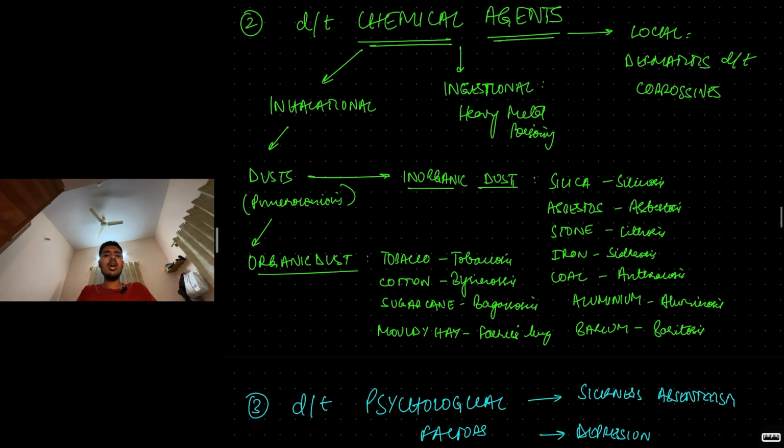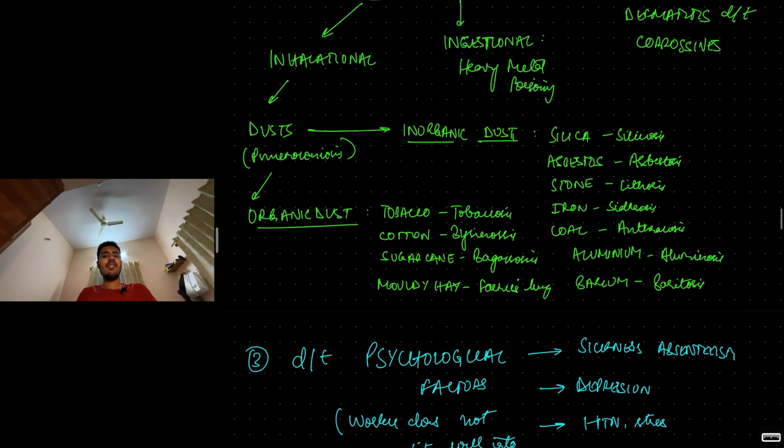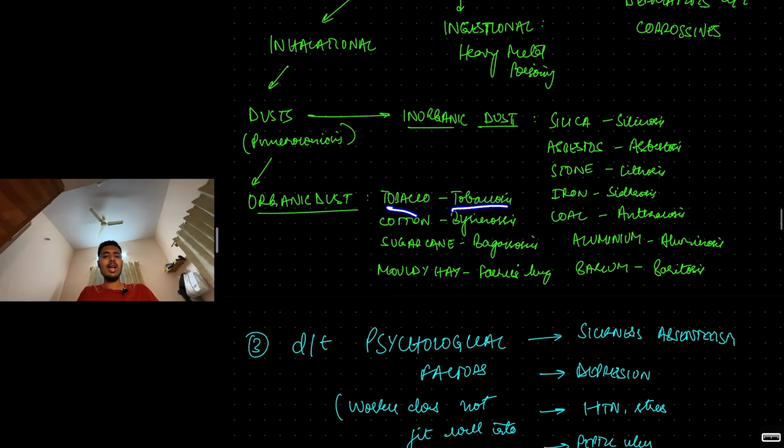Then you have inhalational chemical agents, most important, that is pneumoconiosis due to chronic dust inhalation. Now, I've covered this in a separate video, but with organic dust, you can have tobacco, tobaccosis, cotton, byssinosis, sugarcane, bagassosis, moldy hay, farmer's lung. So these are all due to organic dust exposure. Inorganic dust exposure: silica, silicosis, asbestosis, stone, lithosis, iron, siderosis, coal, anthracosis or coal worker pneumoconiosis, aluminium, aluminosis, barium, baritosis. These are all inorganic dust exposures.